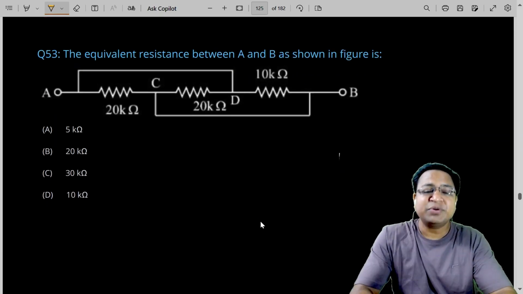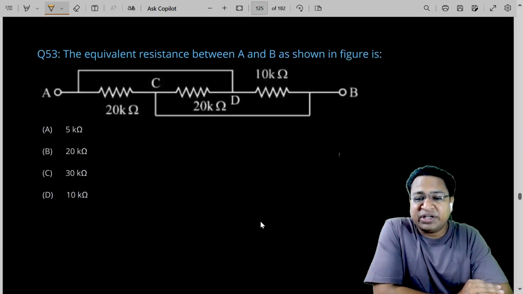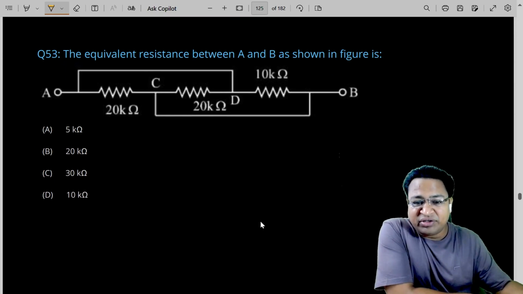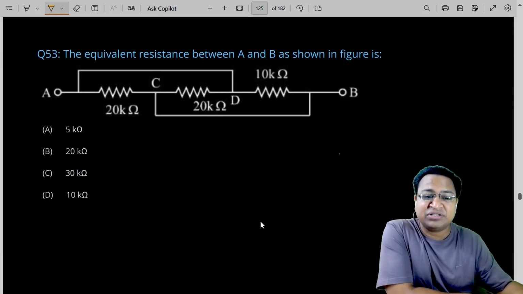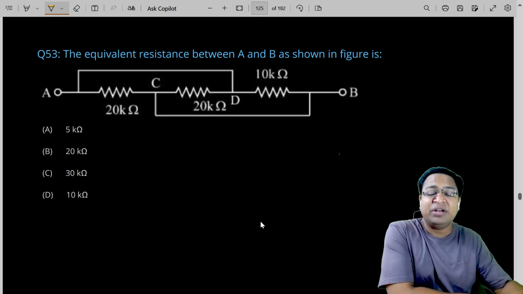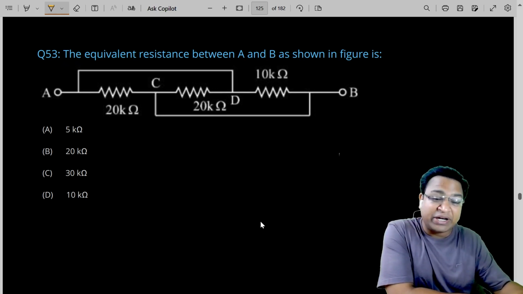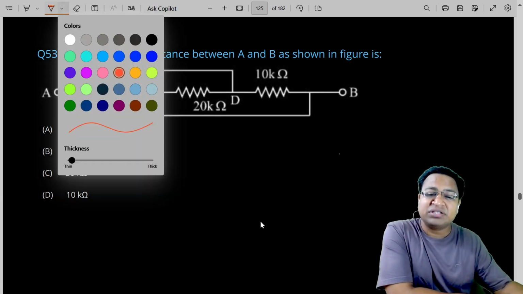Okay. Next, we go to question number three. It says equivalent resistance between A and B shown in the figure. So, guys, in this circuit, three resistances are shown. We have to find out the equivalent resistance among the three. So, these three are connected in parallel. If you can realize it by looking at the circuit, well and good, you can directly find out the answer. If you are not convinced, let's do one thing.